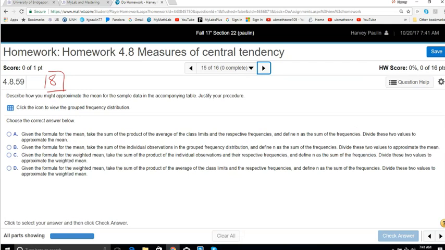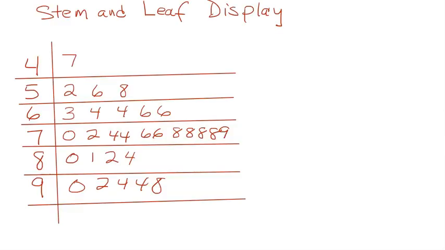Now, for our last example, we're not going to do this one because it doesn't give us this data, but we'll do another one in the place of number 8. So write number 8. I'm going to go to the whiteboard and I'm going to put some data there. Let's see if I get my data. There we go. So this is a stem and leaf display.